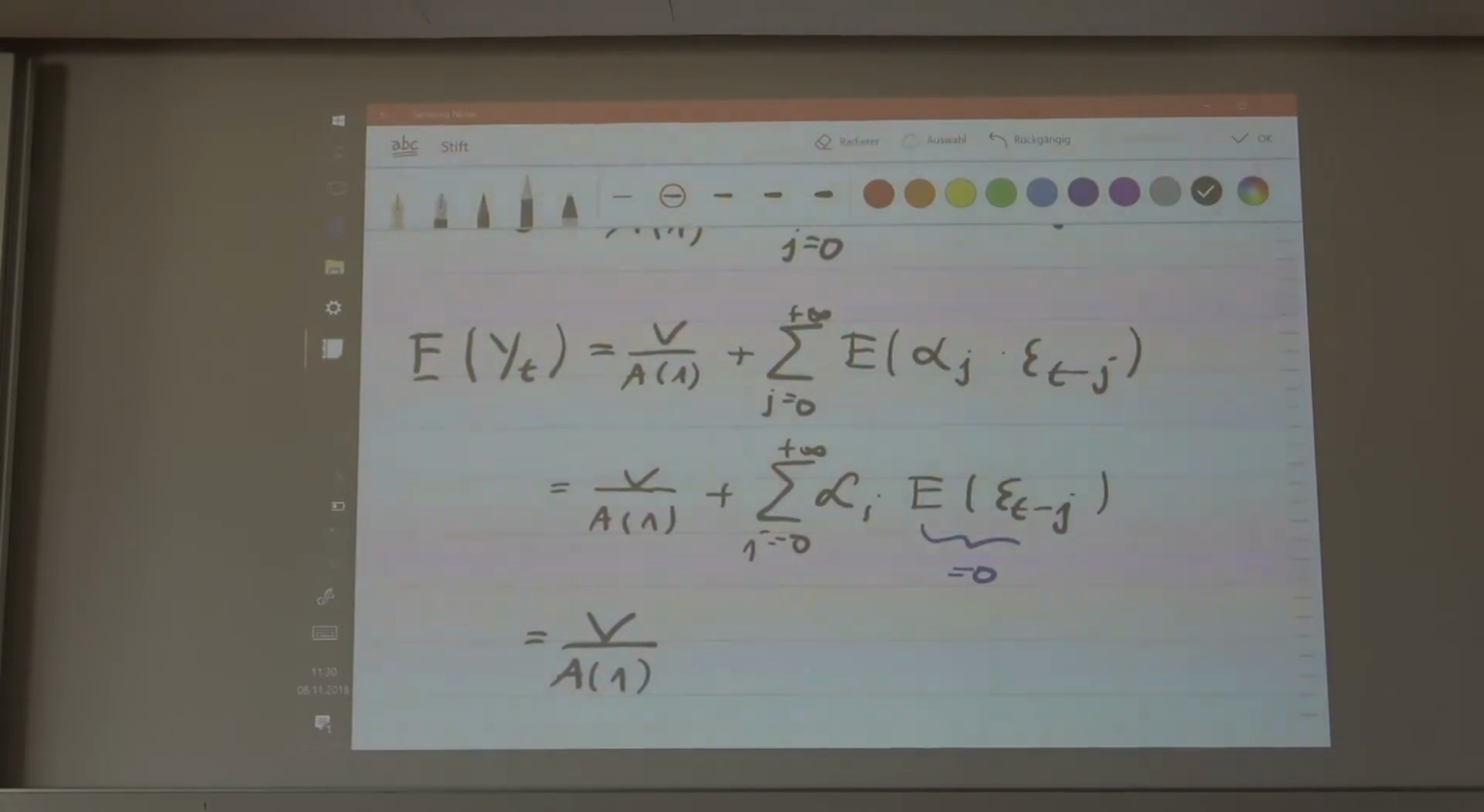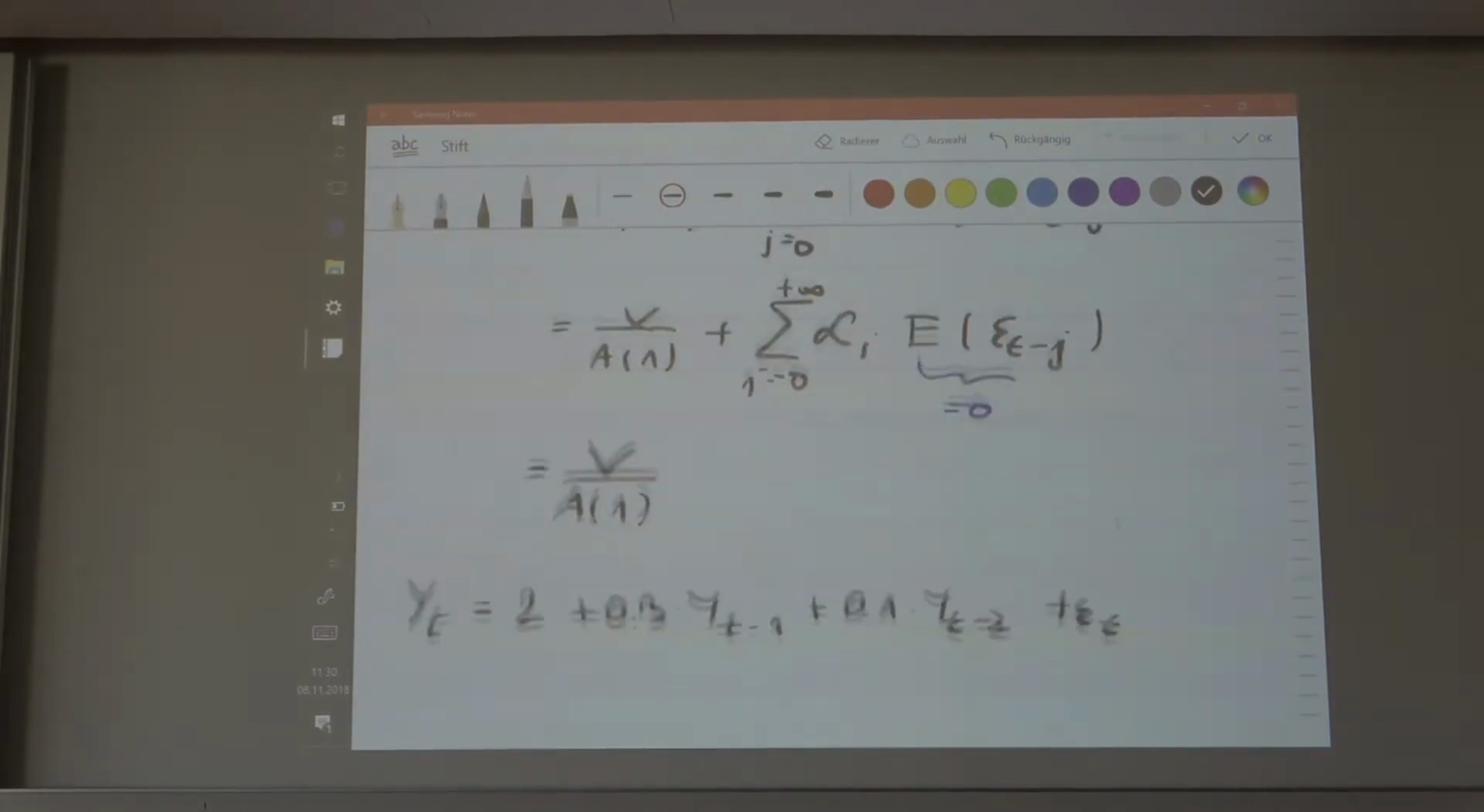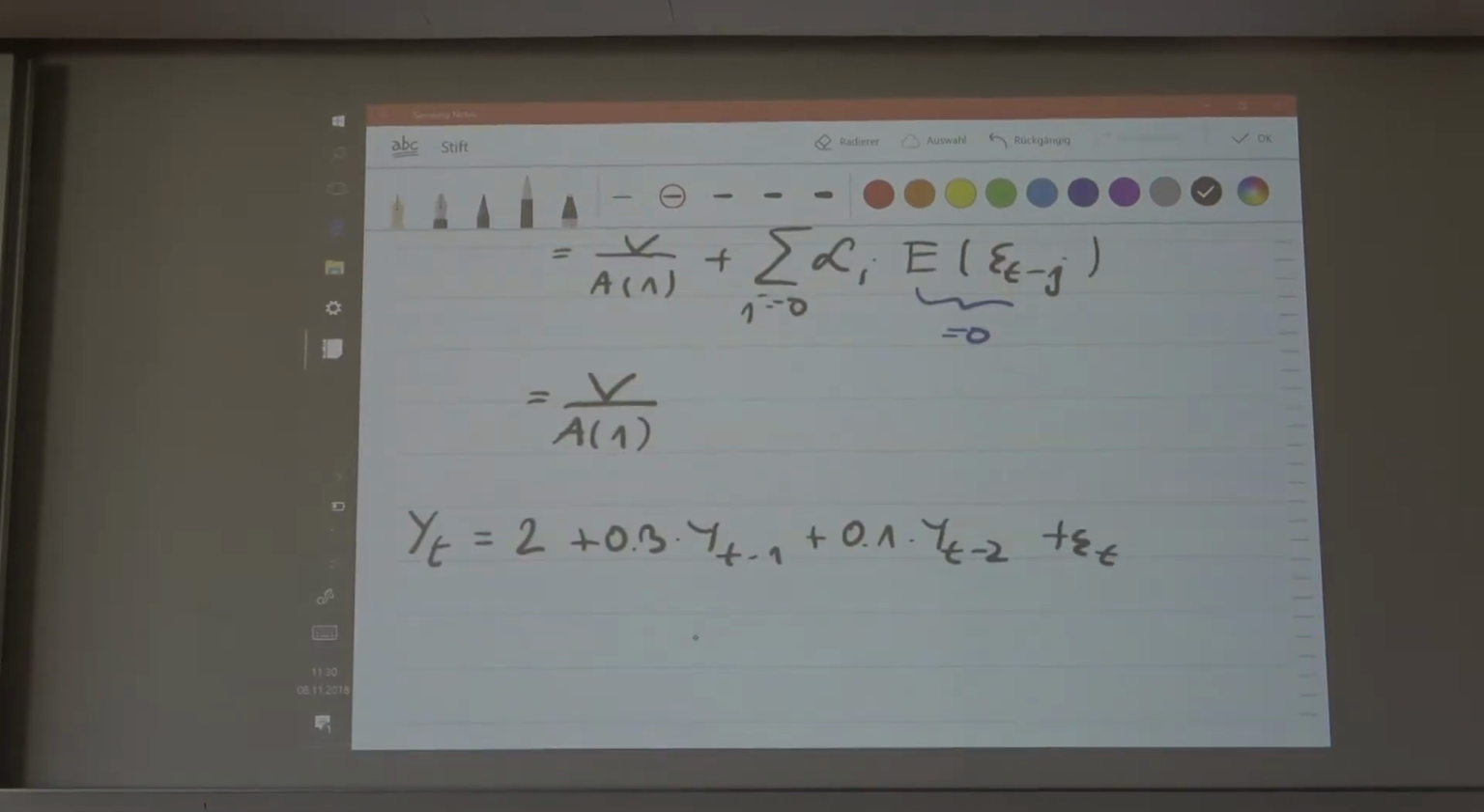So for instance, let me give you an example which relates to the following proposition. Let's say you have yt equals 2 plus 0.3 times yt minus 1 plus 0.1 times yt minus 2 plus epsilon t. Then, of course, the process is stationary. We have already seen this, because of the roots and so forth. We do not need to consider that.